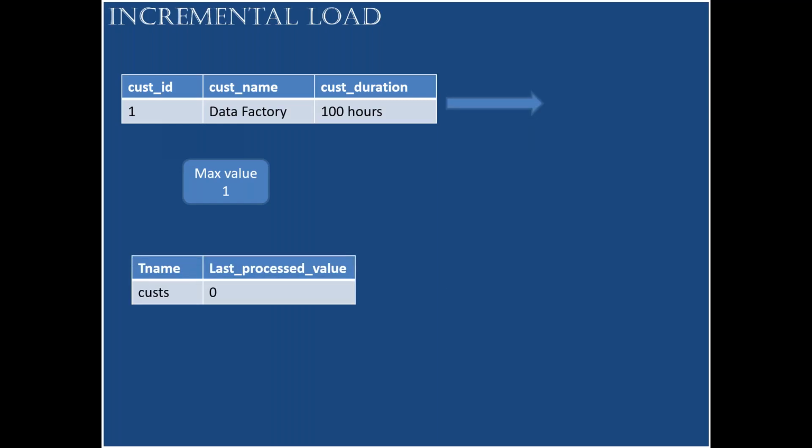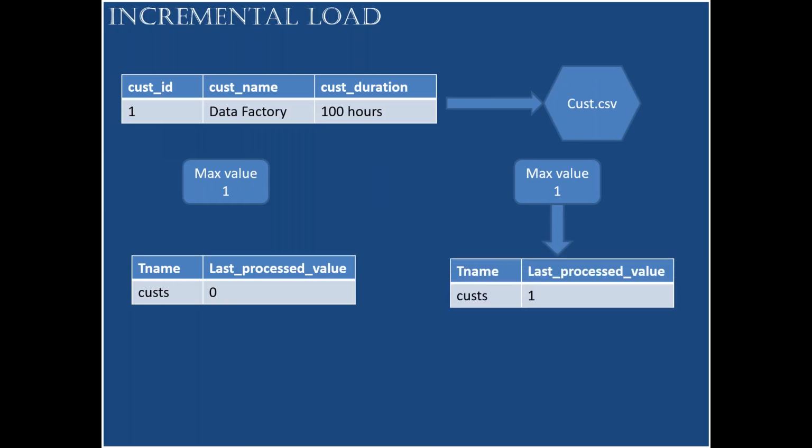Now, when I say select star from cust where CID greater than last processed value, meaning greater than 0, how many records will come? One record you will copy into the target. Now what is the max value? Max value is 1. That 1 you will take and update in the metadata table under last processed value. Clear?